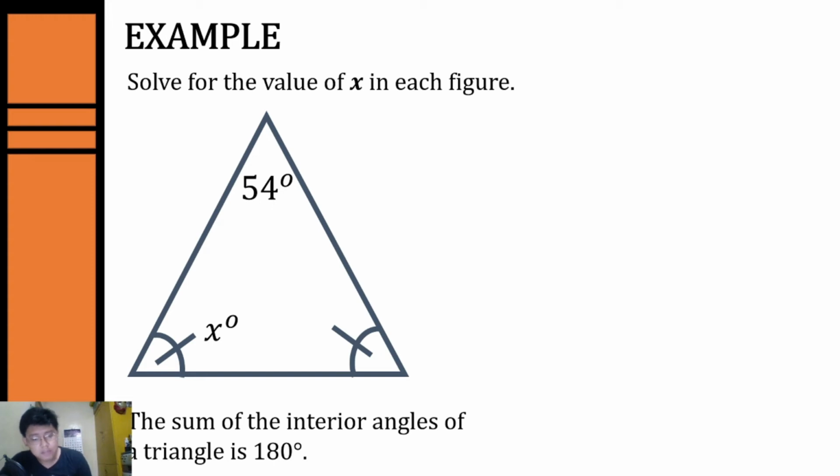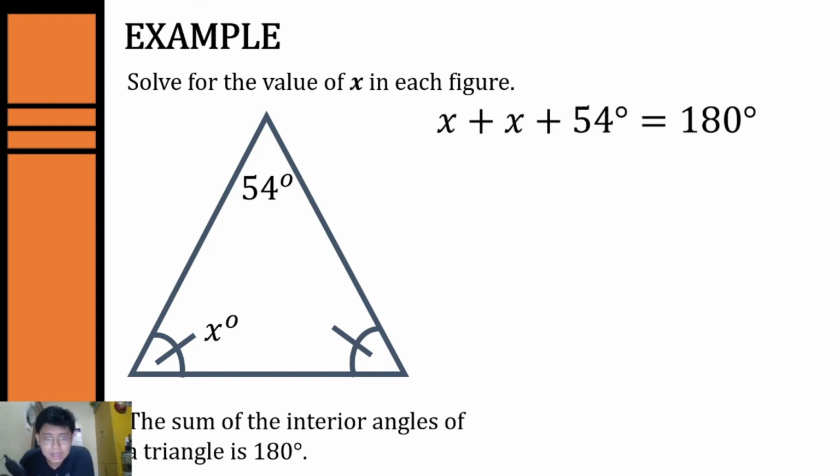The sum of the interior angles of a triangle is 180 degrees. So we will add x plus x plus 54 degrees is equal to 180 degrees. X plus x is 2x plus 54 degrees is equal to 180 degrees. Let's transpose 54 to the other side of the equation.